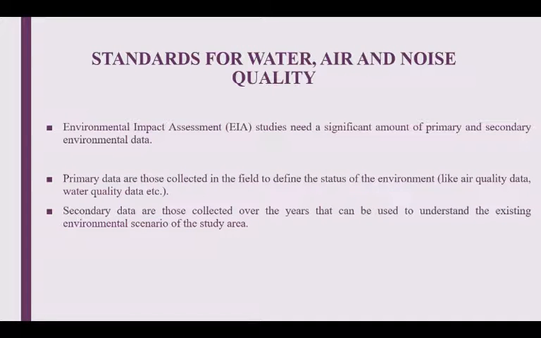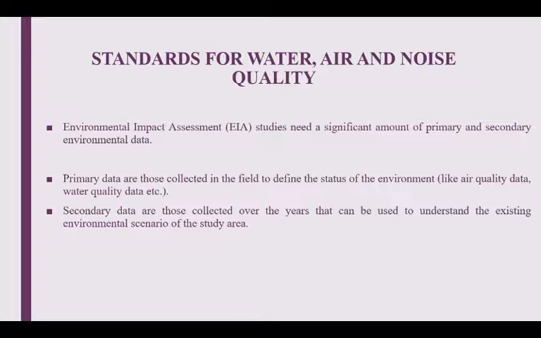Now you all know that for carrying out an EIA, we need a significant amount of environmental data. Either primary data or secondary data are required. Now we can look into what is primary data and what is secondary data. Primary data are those collected in the field to define the status of the environment, like the air quality, water quality, noise quality, etc. Secondary data are those which are collected over the years that can be used to understand the existing environmental scenario of the study area.